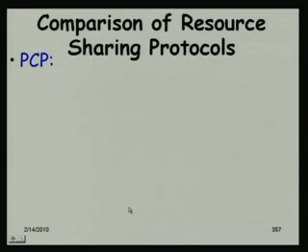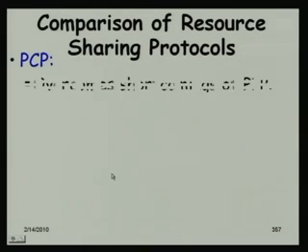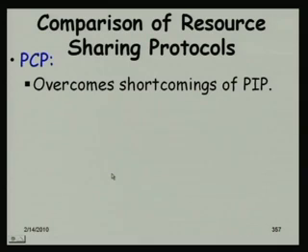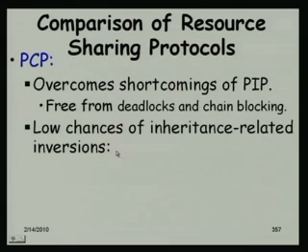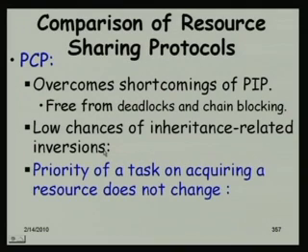And we had seen an improvement over the HLP form, the priority ceiling protocol, which overcomes the shortcomings of the priority inheritance protocol. It is free from deadlocks and chain blocking, and also it incurs lower inheritance related inversion as compared to the highest locker protocol.